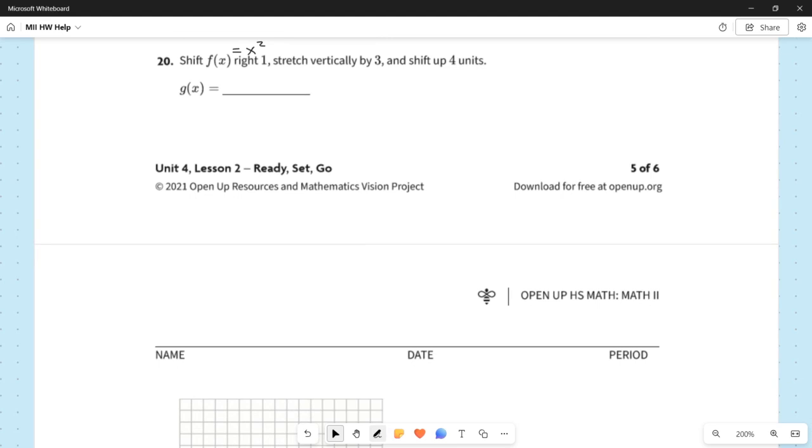So we're going to take our parent function, shift it to the right 1 unit, stretch it vertically by 3, and then shift it up 4 units. I'm going to do this one a little bit quicker than 19.